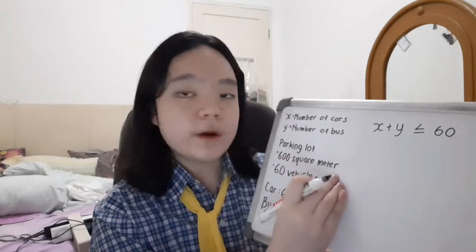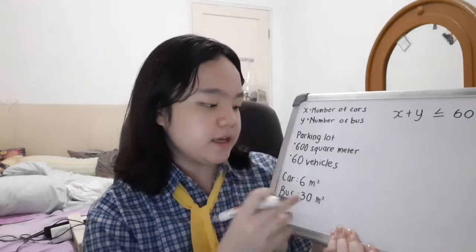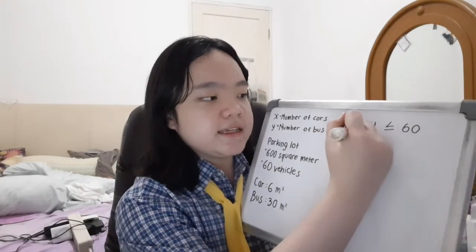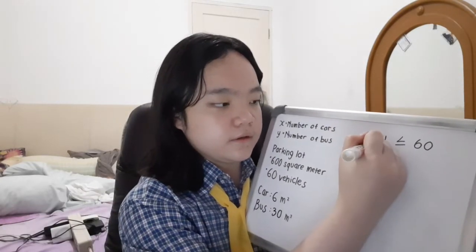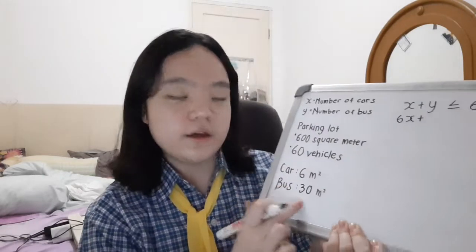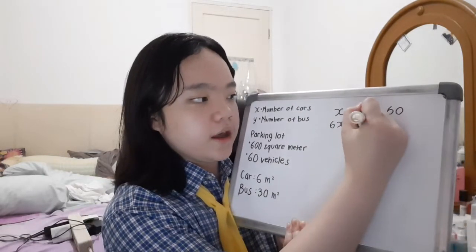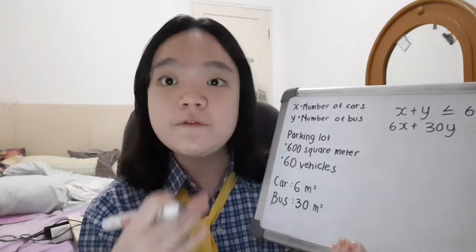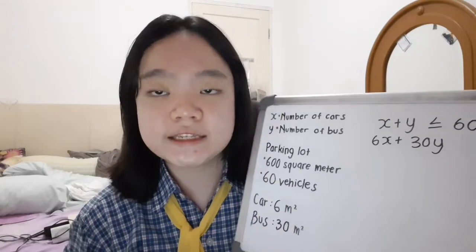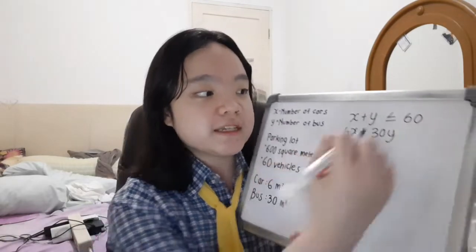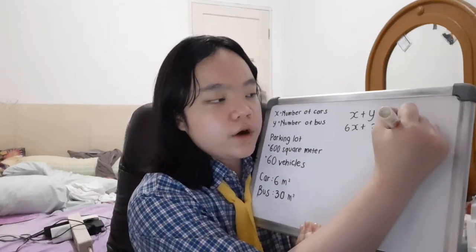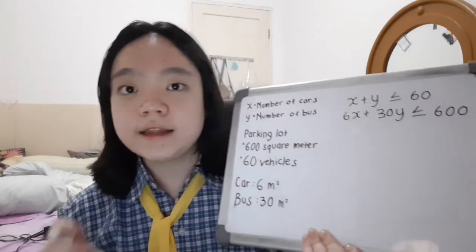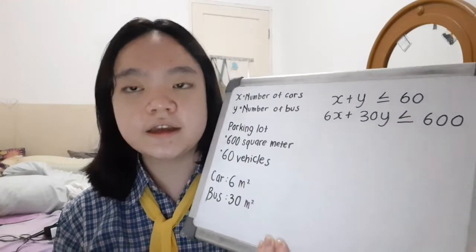And then for the square meters, for the area, because one car needs 6 square meters, we will make it 6x plus 30 square meters for each bus, 30y. The same as before, it cannot be more than 600, which means we use the sign less than or equal to 600.